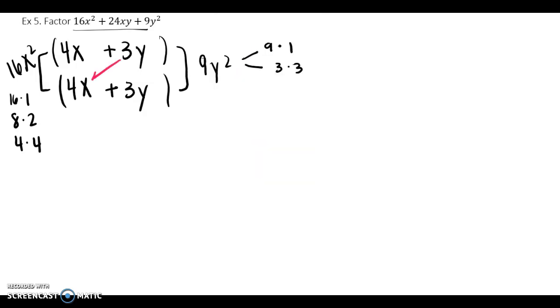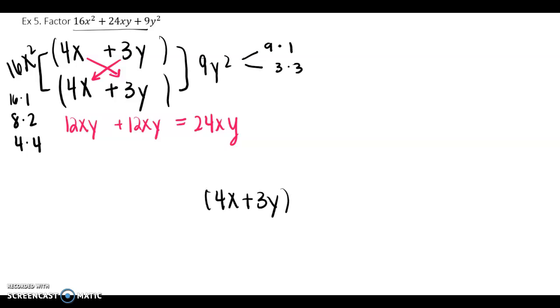So now let's go ahead and multiply the diagonals. And so that gives me 12xy plus 12xy, 24xy. So that is our answer, and again, I'm just going to write it vertically just to make it look nicer. As actually, it's the same number. It's the same thing in the parentheses, right? So I could just say 4x plus 3y squared. All right, and that would be our answer.